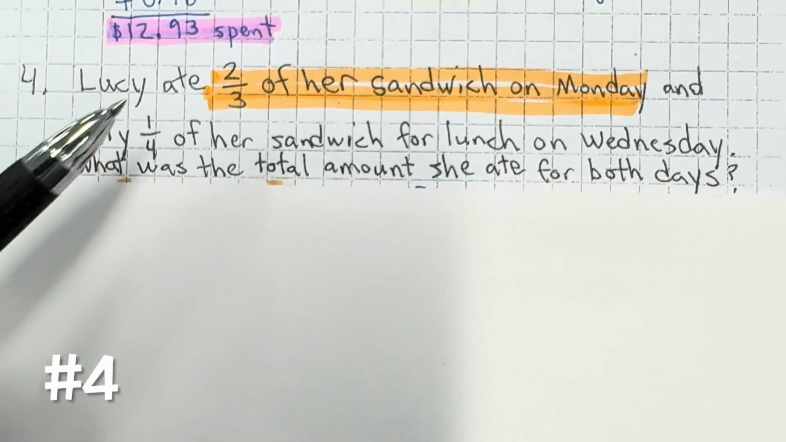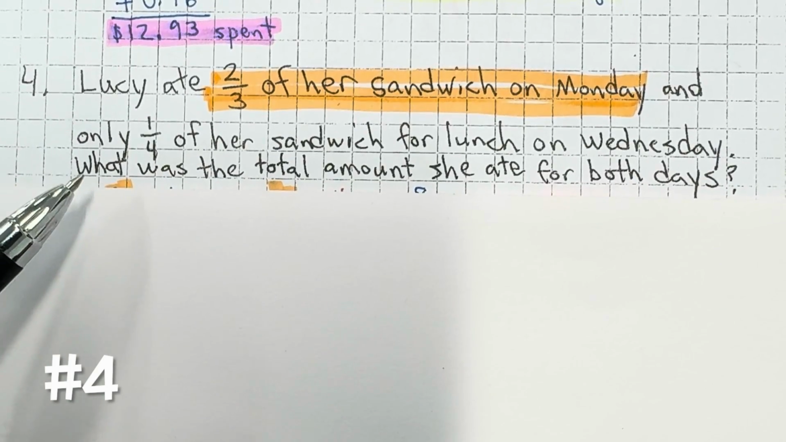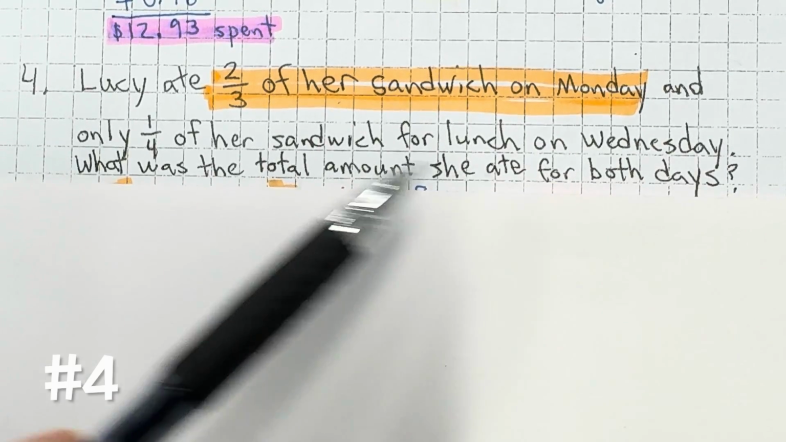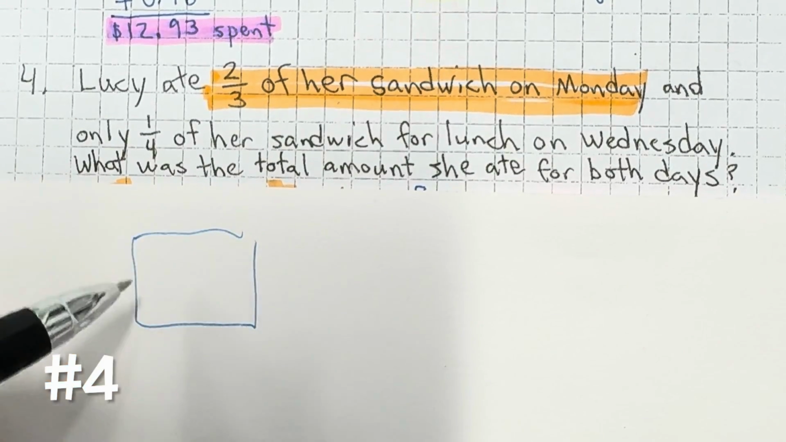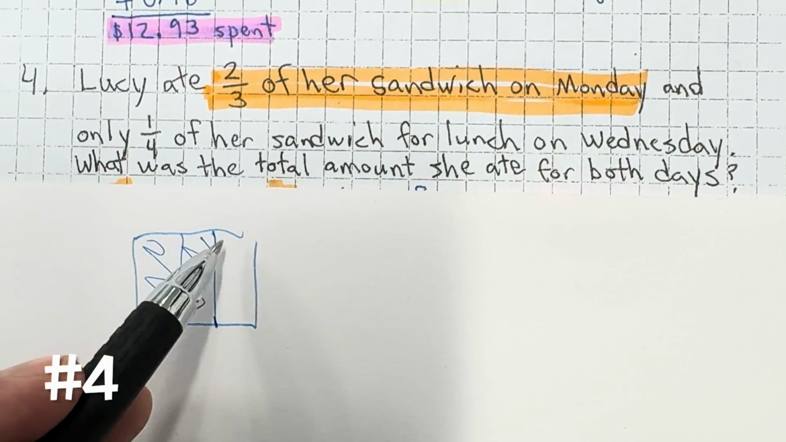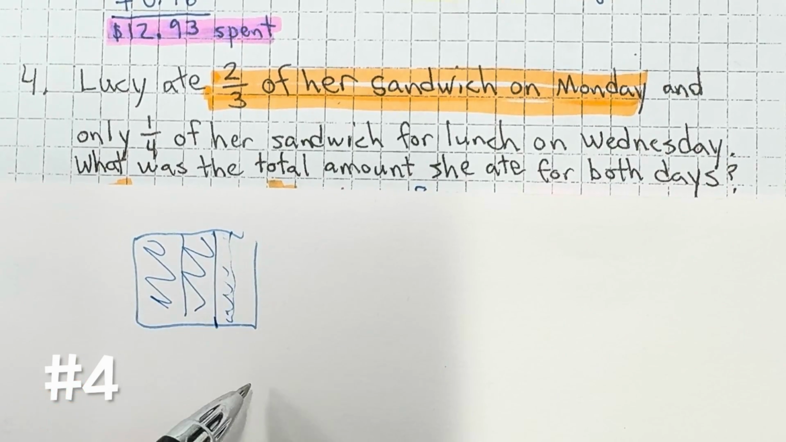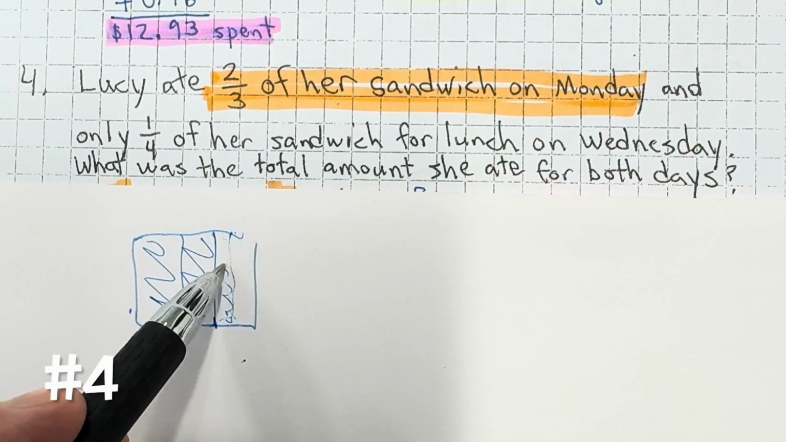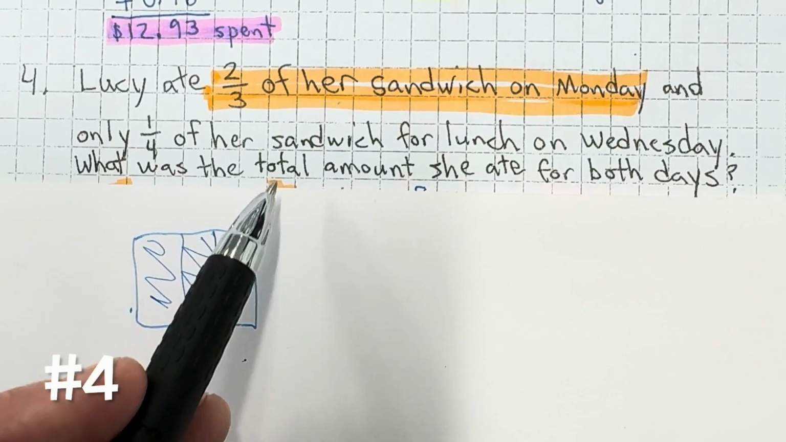Number 4, Lucy ate 2/3 of her sandwich on Monday and only 1/4 of her sandwich for lunch on Wednesday. What was the total amount she ate for both days? So think of her sandwich, and she ate 2/3 of it, and then she ate 1/4 of it. So she didn't eat all of the sandwich, but she did eat this much. So you had 2/3 plus 1/4. You're adding these together. You want to find out the total amount she ate.